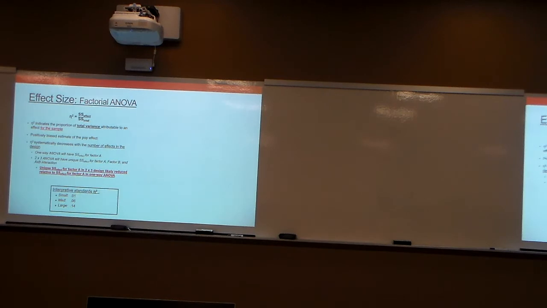So again, eta squared is nice in terms of thinking about a descriptive statistic, but it's going to be positively biased, and so we want to be careful with this. Other thing when we switch over to factorial designs is we find that our eta squared is going to start to systematically decrease with the number of effects in our design.